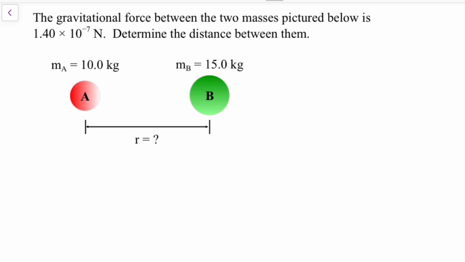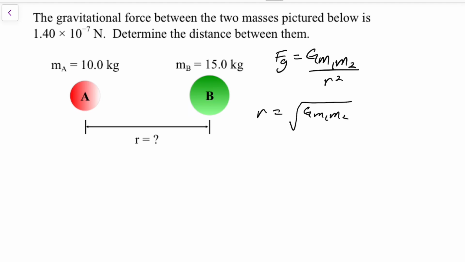The gravitational force between the two masses pictured below is 1.40 times 10 to the negative 7 newtons. Determine the distance between them. Okay, well, this one's pretty straightforward. We've got our formula for Newton's law of universal gravitation. We're given the force and the value of the two masses, and you want to solve for the distance between them. So you rearrange the formula and solve for r, the distance between them: G m1 m2 over Fg.